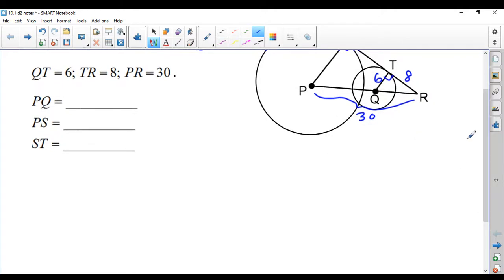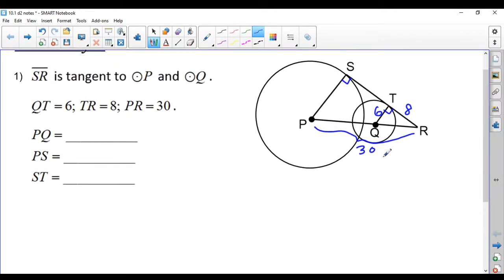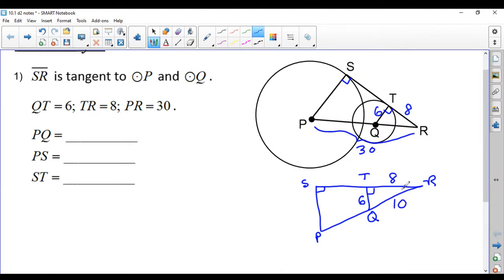So if I go down here and copy these triangles without the circles, and change the direction a little bit, what we see is a diagram we saw a lot earlier in the year. We have a right angle at S, we have point P, we have point R, and then we also have a right angle at T, and we know that TR is 8 and TQ is 6. If we look at this right triangle, 6, 8, 10 is one of our special Pythagorean triples. We also know PR was 30, so PQ would be 20.